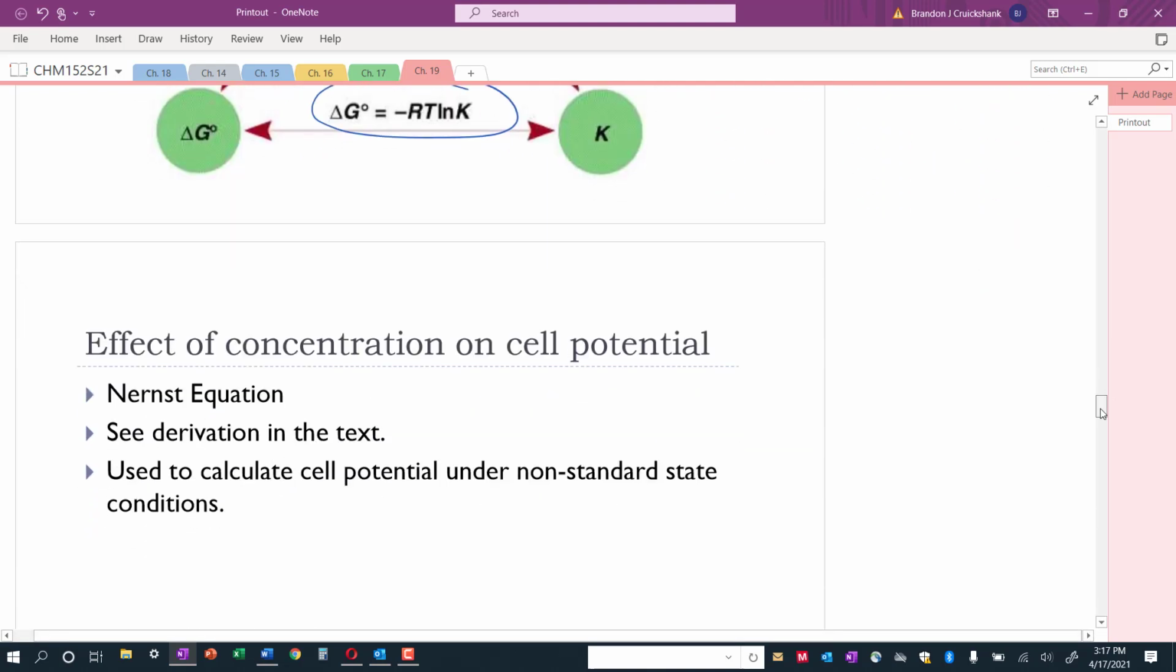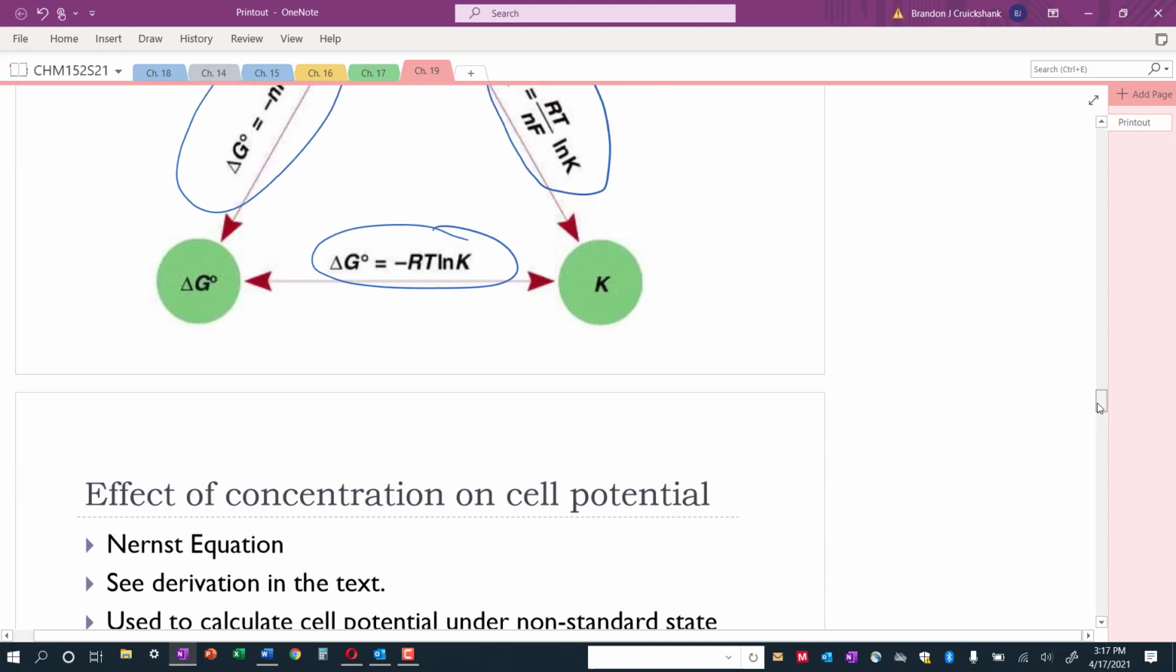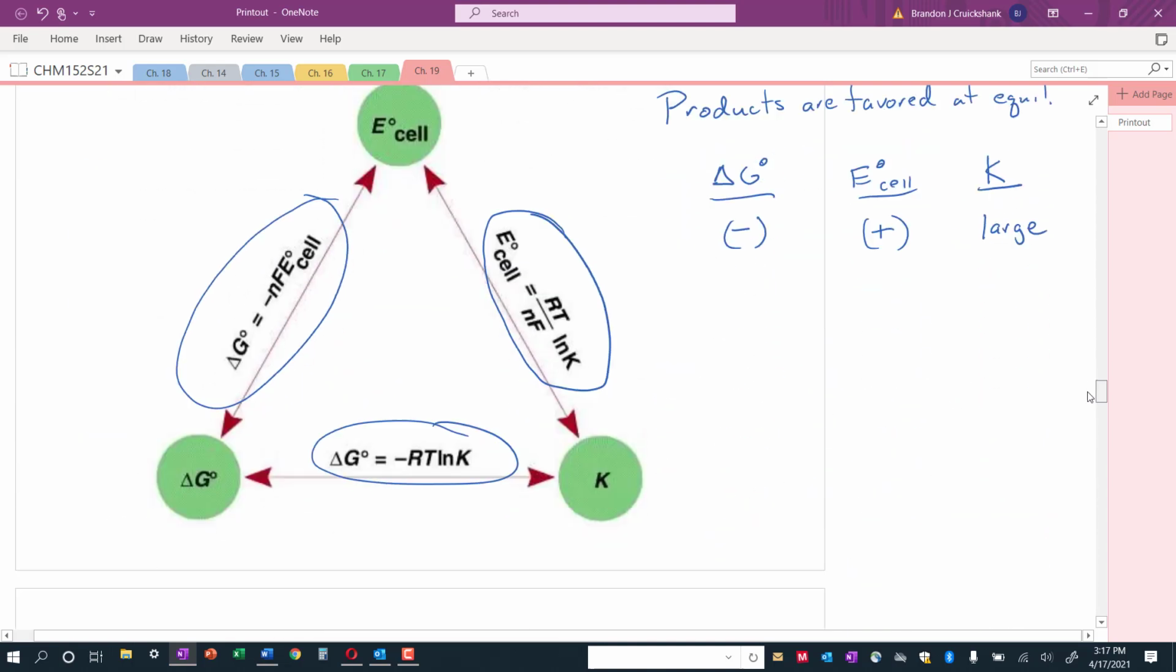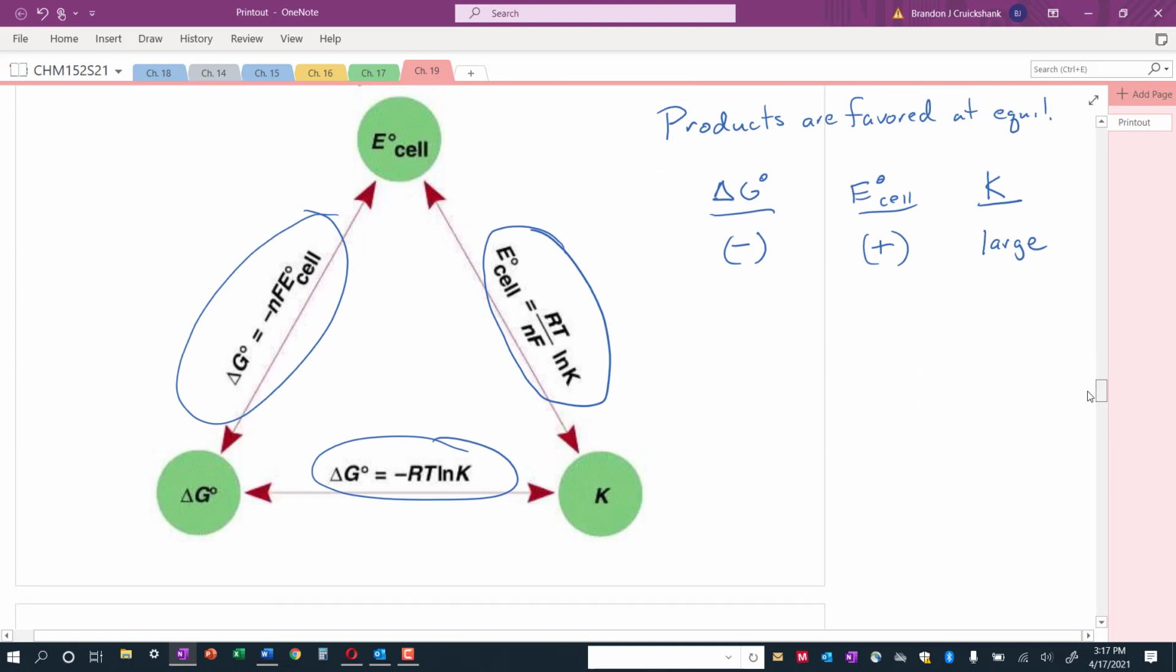I already derived the Nernst equation, and that pretty much gets us through what we need to know for this chapter. We will do calculations in class. We will wrap up by talking about some different types of batteries just for fun. And then we'll move on and do a little nuclear chemistry to wrap the semester.